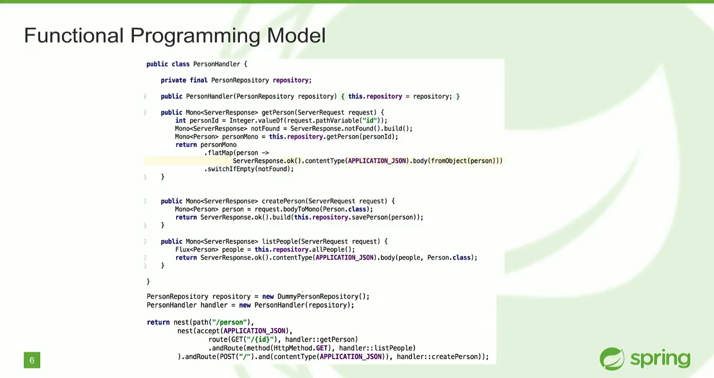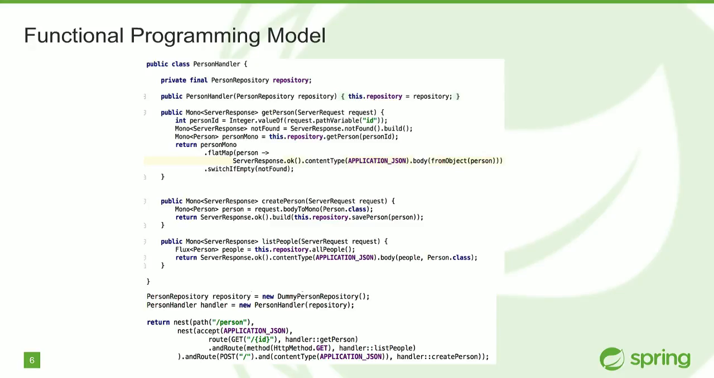So basically, all these goals, we ended up with, like I said, a functional programming model. And if you look in the slides, I hope it's visible, you can see that we have an example there of, in this case, a person handler, which would take the role of a controller in Spring MVC. You can see that it just needs a person repository in order to work, which just gets assigned through a constructor.